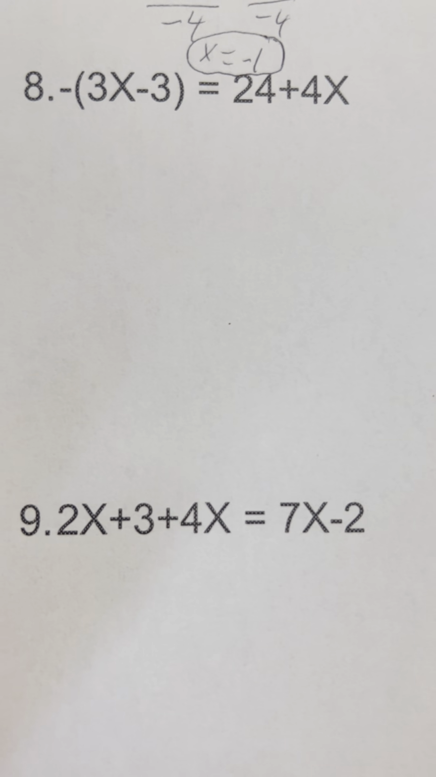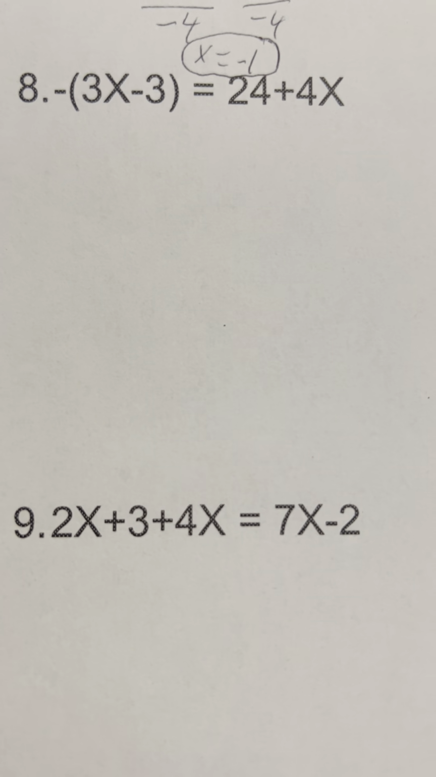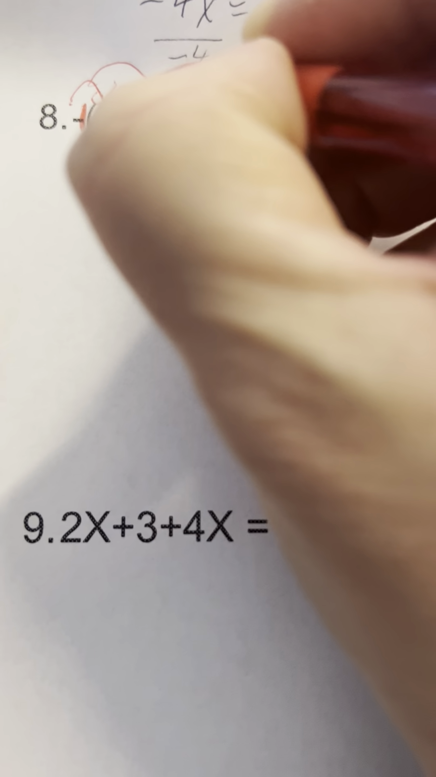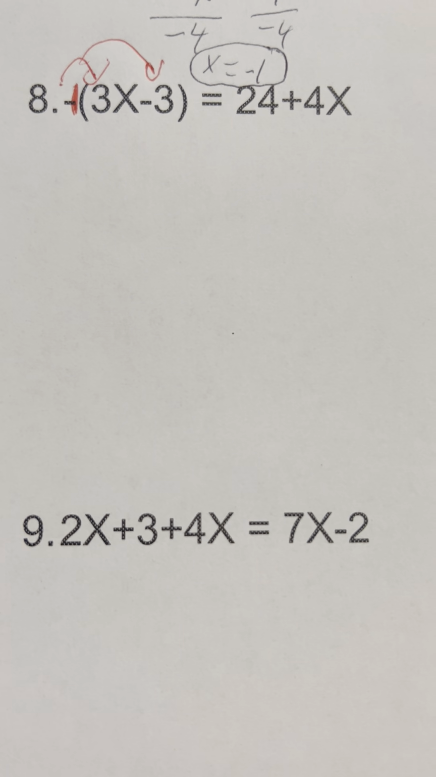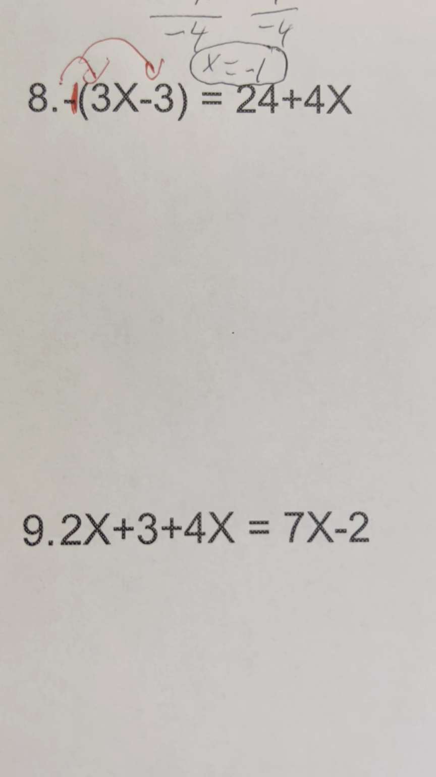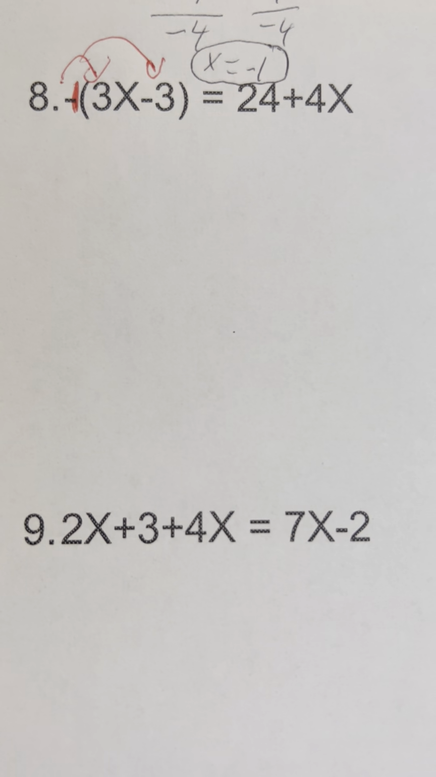Okay, number 8. See the negative again? In front of that parenthesis, I'm gonna put my 1 there again. Make life easier. What I'm gonna do is distribute -1 to both of these terms. Distributing means multiplication, or you could call it factoring. There's many different vocabulary in math. Anyway, -1 times 3 is -3x.